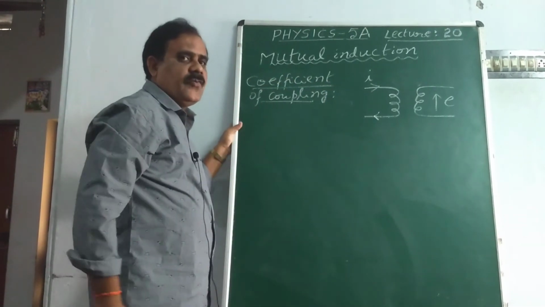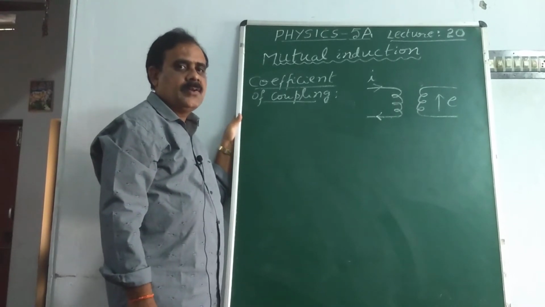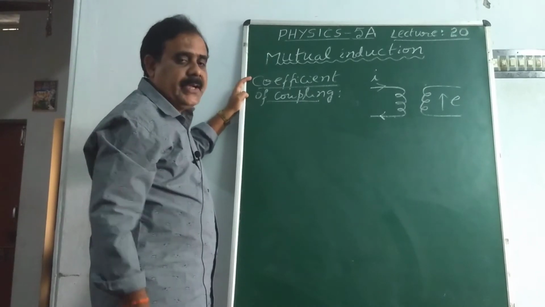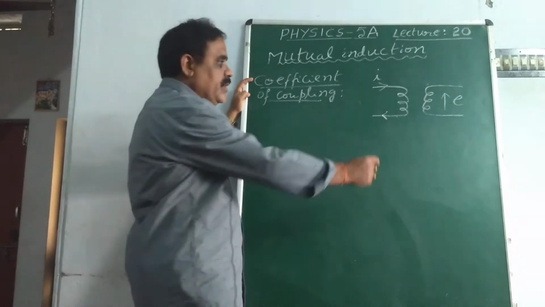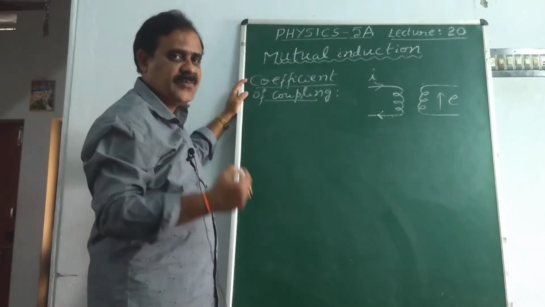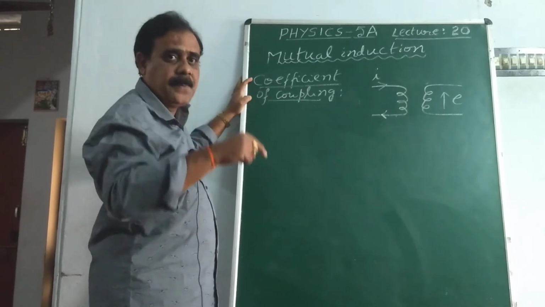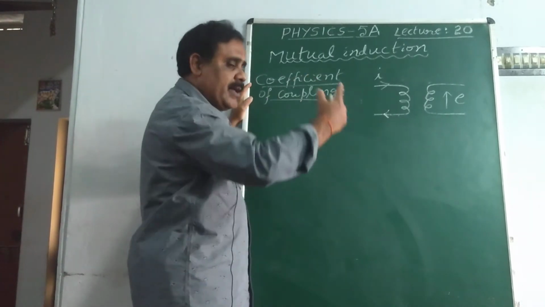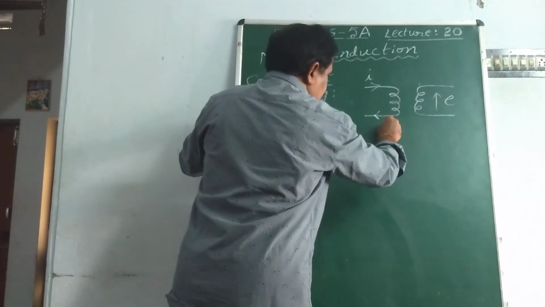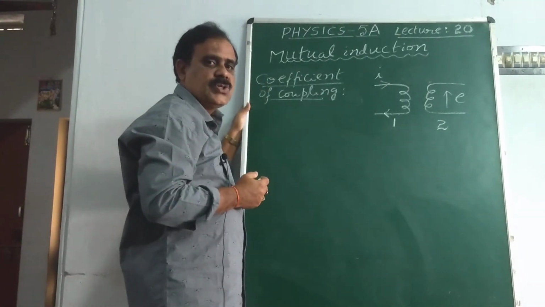So coefficient of coupling. In this derivation we are going to find an expression for the coefficient of coupling in terms of the self-inductances of the two coils. So we are going to derive an expression for the coefficient of mutual inductance, that means M, in terms of L1 and L2. So let us consider two coils. This is one, this is two. Again they are placed close to each other.